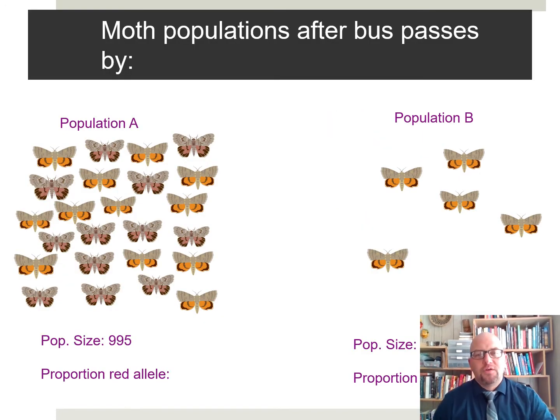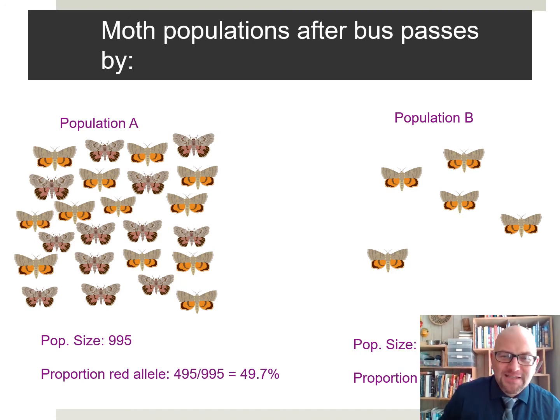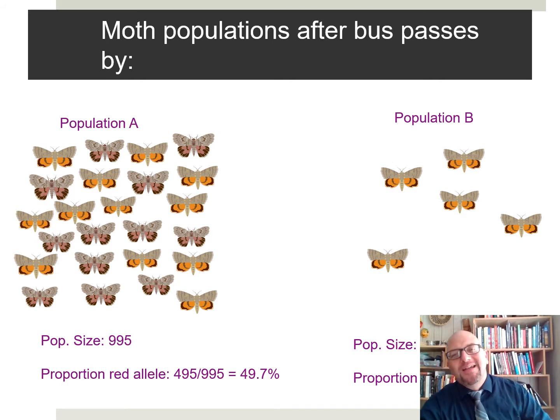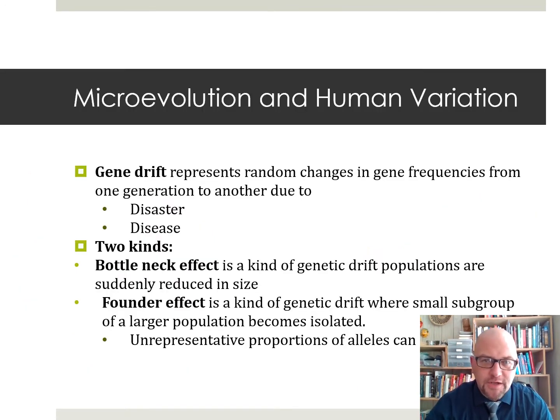When we go back to look at our population, the population size in population A has gone from 1,000 to 995, and it's barely impacted it. The proportion of red allele is still 49.7%. My screen is covering up the other side, but it doesn't take a math whiz to figure out that if 5 out of the population of 10 were red, and by chance, those were the 5 that got hit by a bus, that particular allele no longer exists in that population. It's completely gone, right? And so that's another example of how this functions, right?